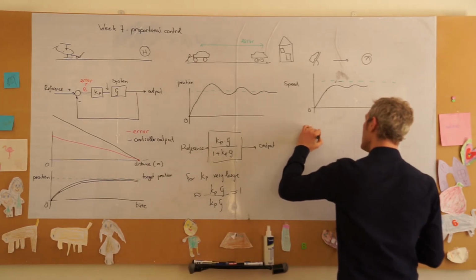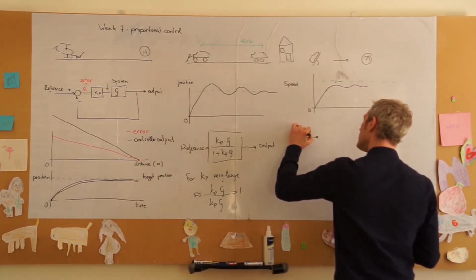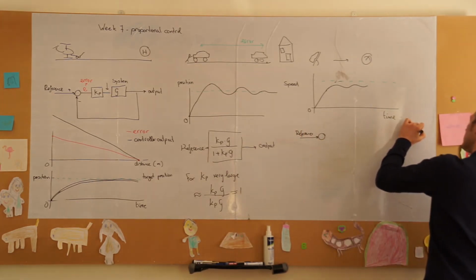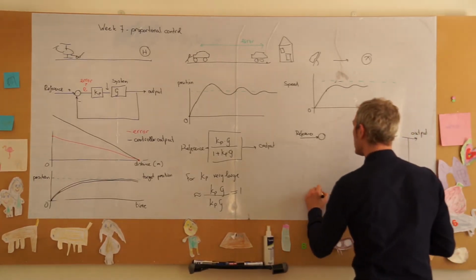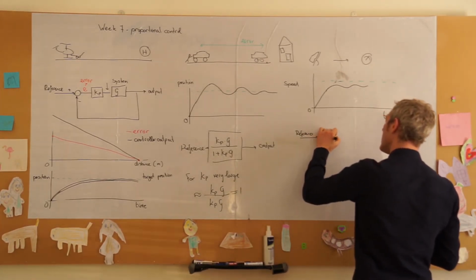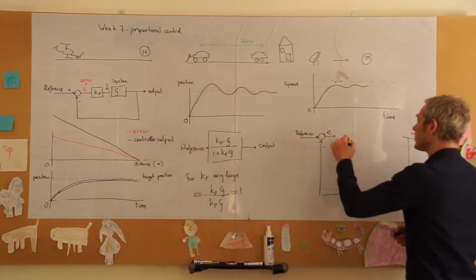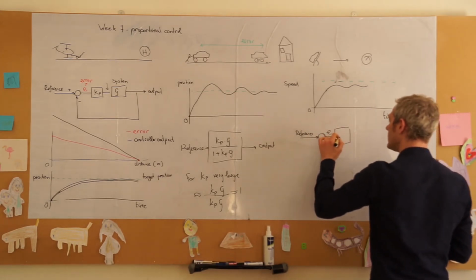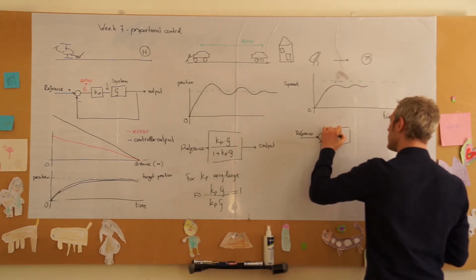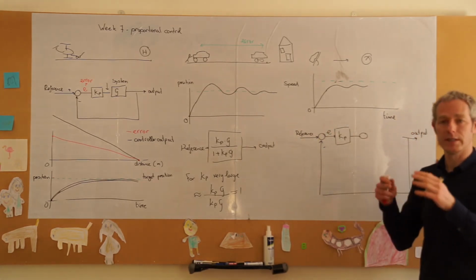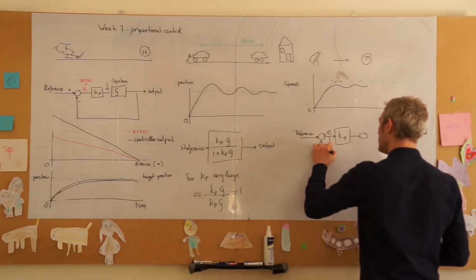Well, if we have our reference, we will still have our error between the reference and the output. We will still feed this back so that we get our error signal. Then we don't use just a proportional controller. So we'll have our proportional controller here, but we will use two other components, and there will be a separate video for that explaining it in slightly more detail.